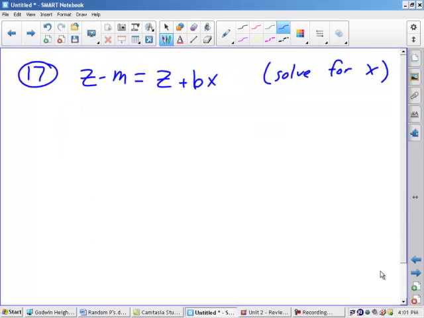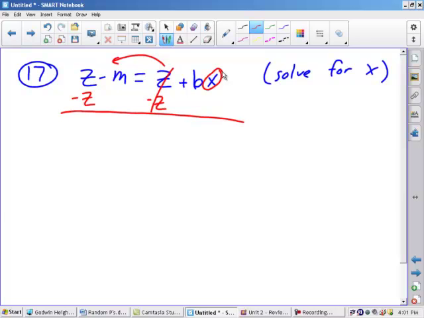Okay, number 17 asks, what equation do you get when you solve z minus m equals z plus bx for x? So I'm going to solve this equation for x. What I need to do first of all is to realize that I want to get x by itself. Everything else next to that I need to move over. So first of all, I want to move this z over to the other side. So I'm going to subtract z, just like I would a number. Subtract z because it's the opposite of plus z.